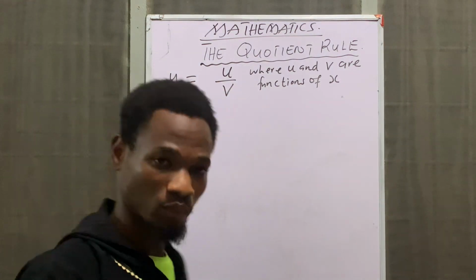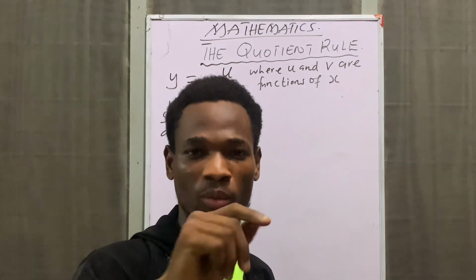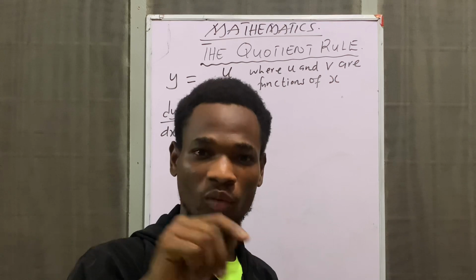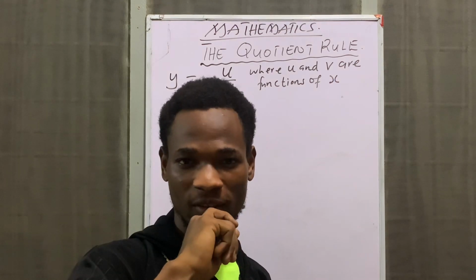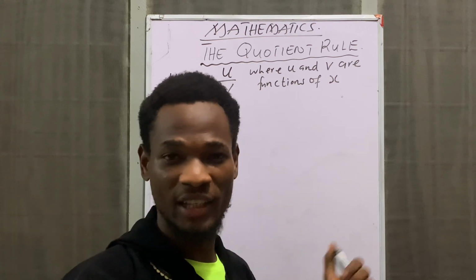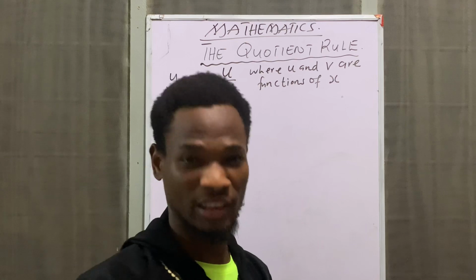In the quotient rule, you differentiate the numerator, then you keep the denominator constant. When you are done, you come and differentiate the denominator and you keep the numerator constant. Then you also consider the denominator, just square the denominator. Let's see how it goes mathematically.